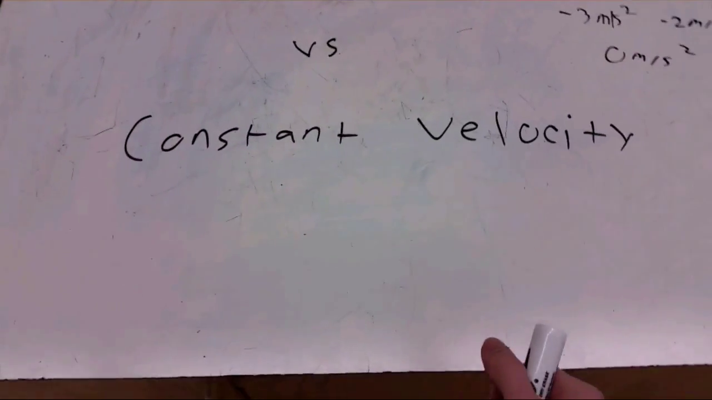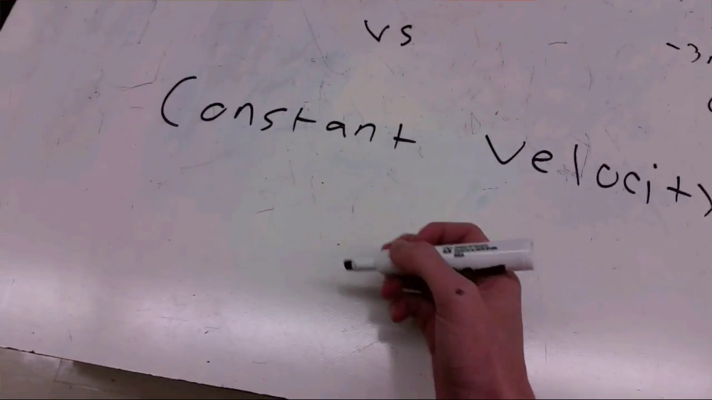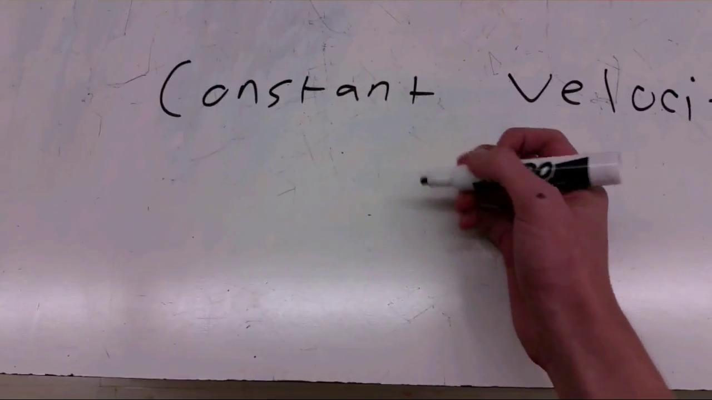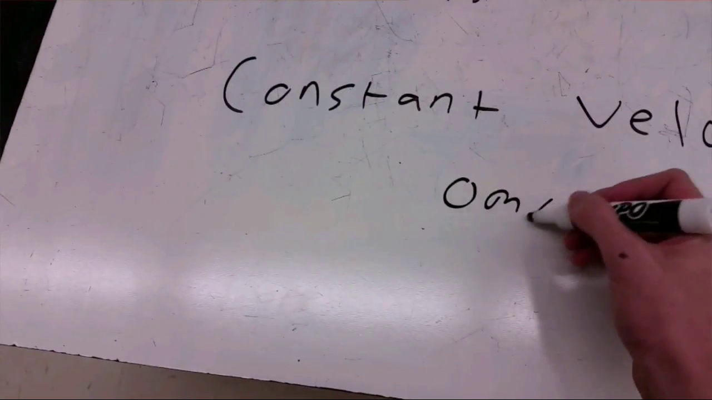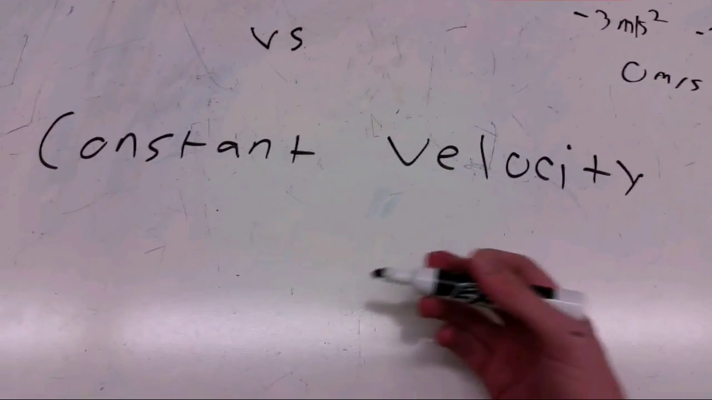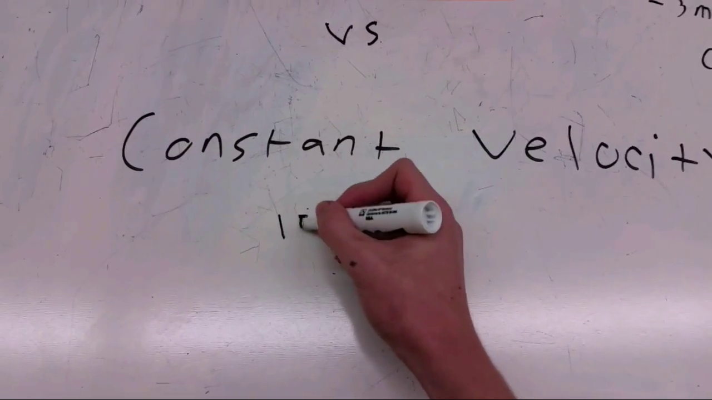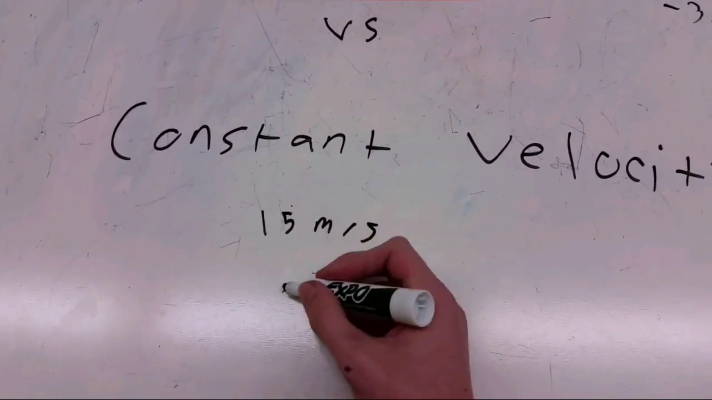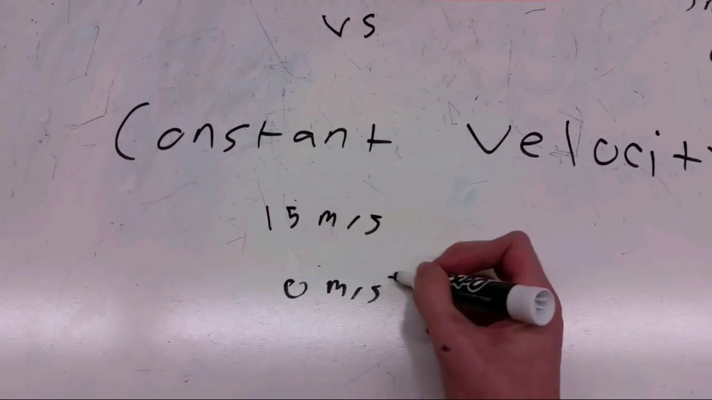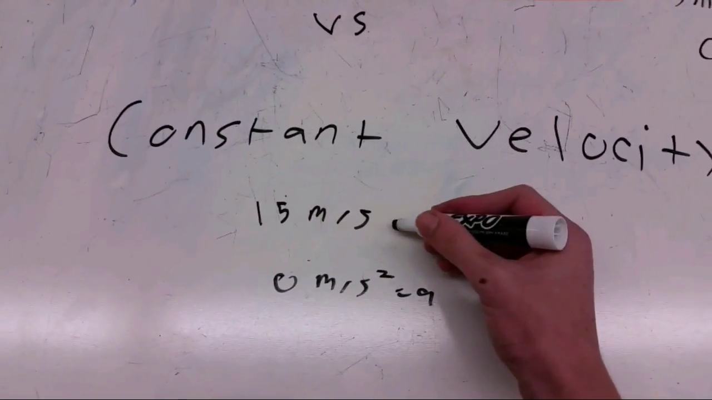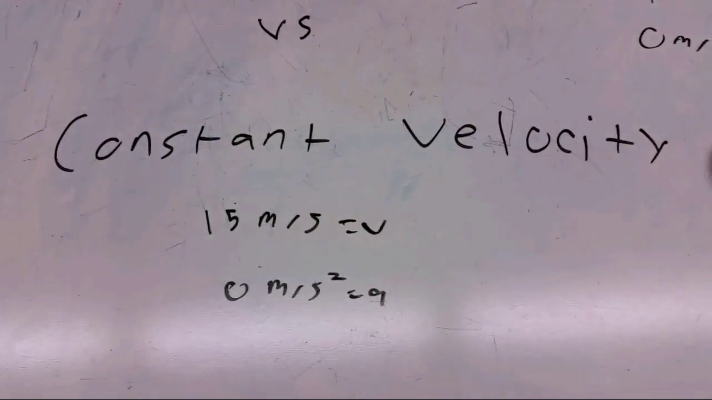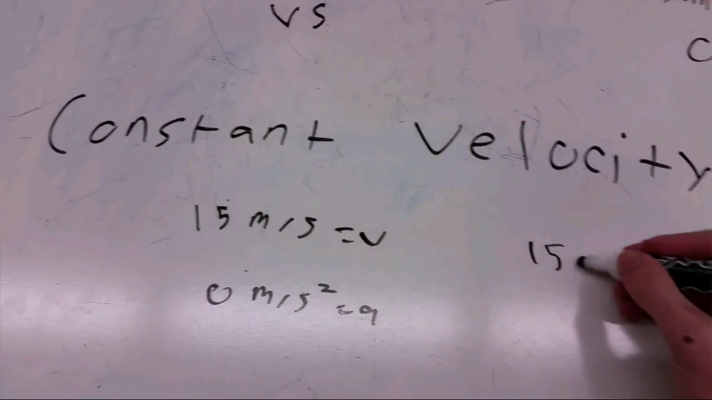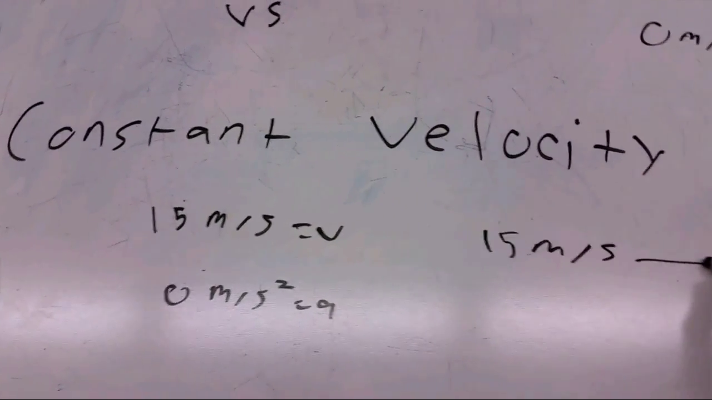Now we can also have constant velocity. Constant velocity is basically when an object has stopped moving, so like 0 meters per second. Okay, so constant velocity is when an object is moving at the same speed without acceleration, so 0 meters per second squared is the acceleration. An example of this is a car moving at 15 meters per second, and it just continually keeps going.